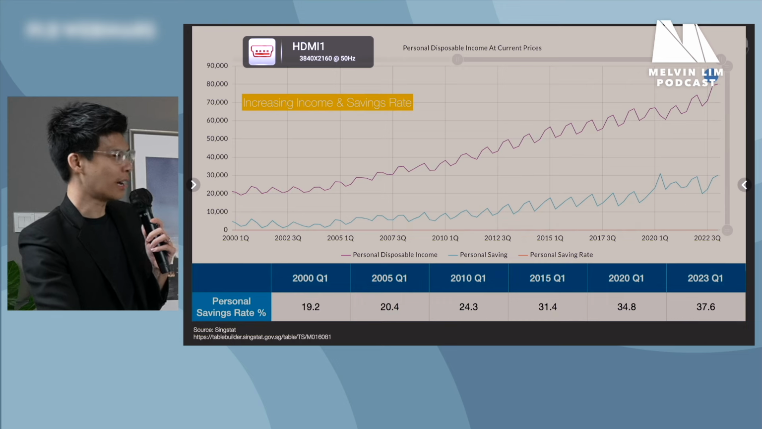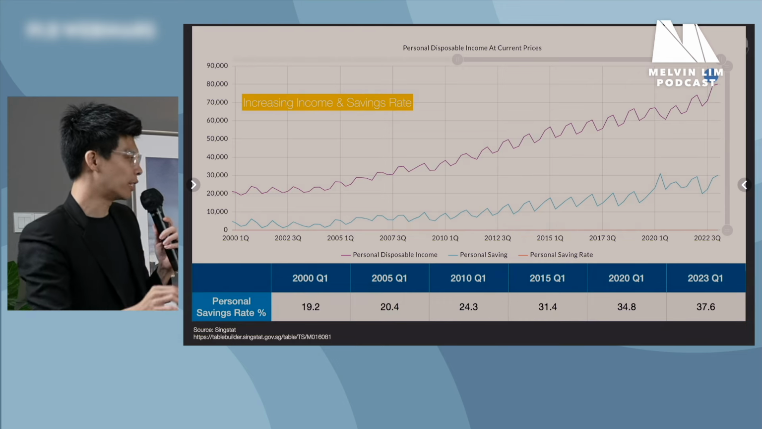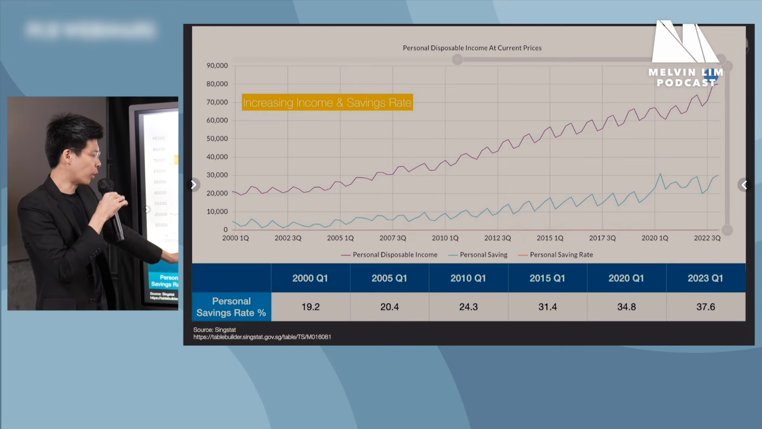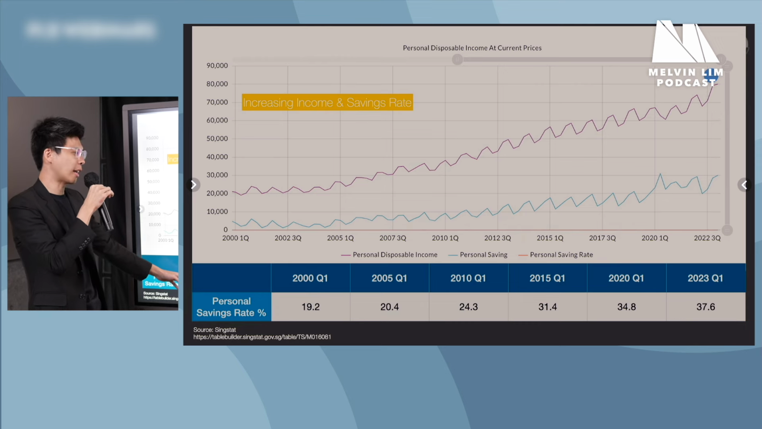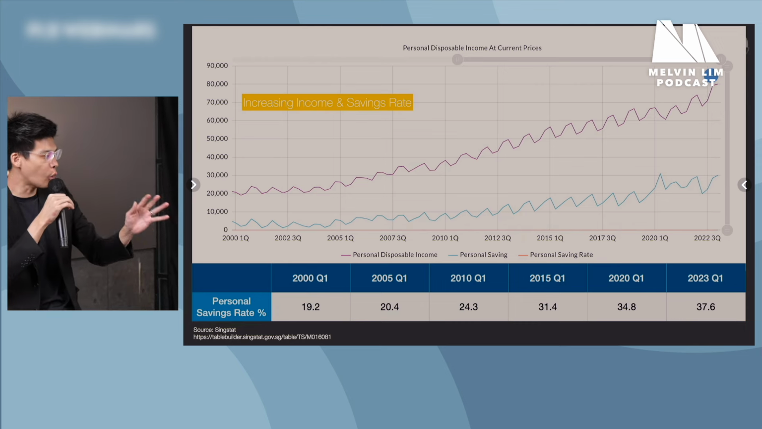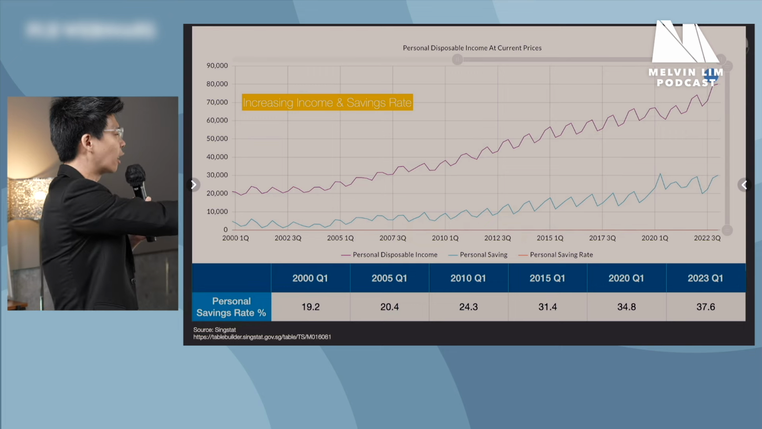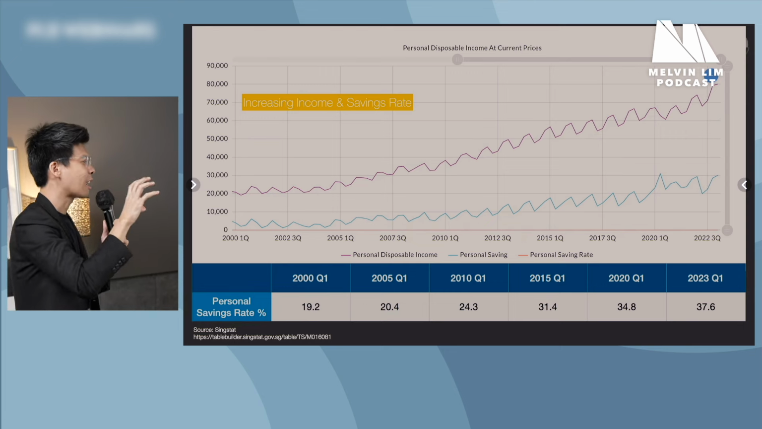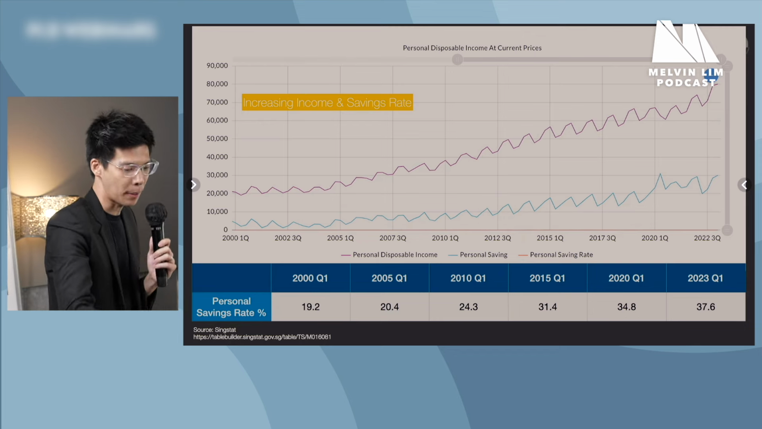Of course, supported by fundamentals in Singapore, one, of course, income, which we know is increasing. But what is also very interesting is that from 2000 as compared to 2023, we can see that the overall personal savings rate ratio has climbed from 19% up to 37.6%. And so it means that actually we are more cash rich. And hence, of course, when you have excess funds, you'll be thinking, how can you deploy this better?